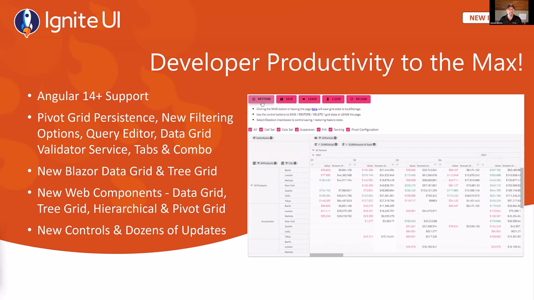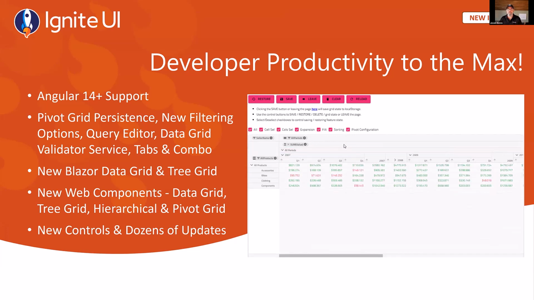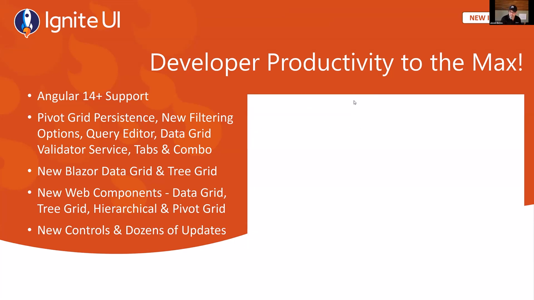You're going to see today the new Blazor data grid. This is a new data grid. It's reimagined, it's re-engineered, and it is the same feature parity as our Angular grid. And that's the same with Web Components. So it's a brand new grid, exciting new features, exciting new code generation. We also are shipping a tree grid. In Web Components, we're shipping those two grids plus the hierarchical grid, plus the pivot grid.